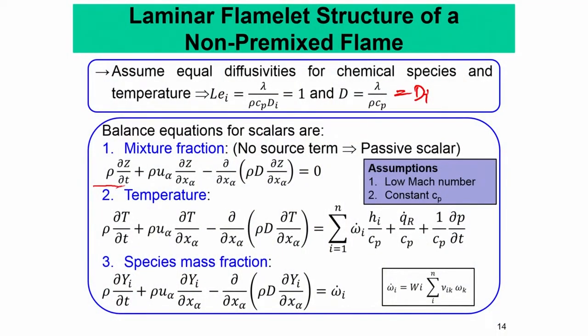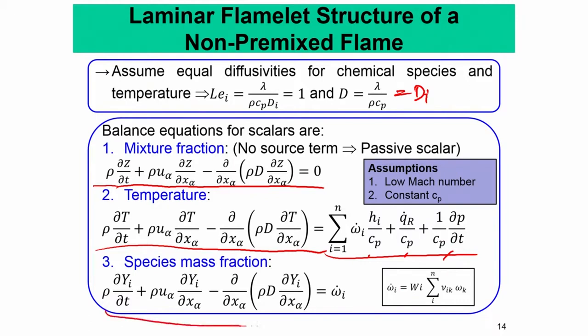So this is a mixture fraction equation, and this is our temperature equation, where this alpha is essentially the repeated index. On the right hand side, you have the heat release, the radiation, and the pressure fluctuation term, and this is the species mass fraction equation. So these are all the equations, and of course, you have the continuity and the momentum equation also along with it, and those need to be solved in the entire flow.